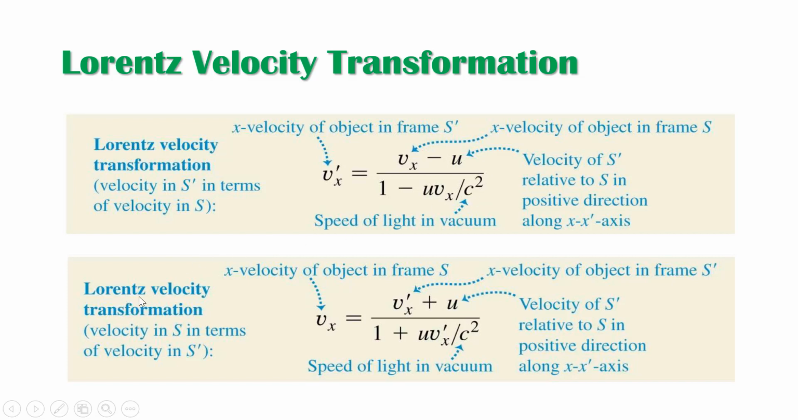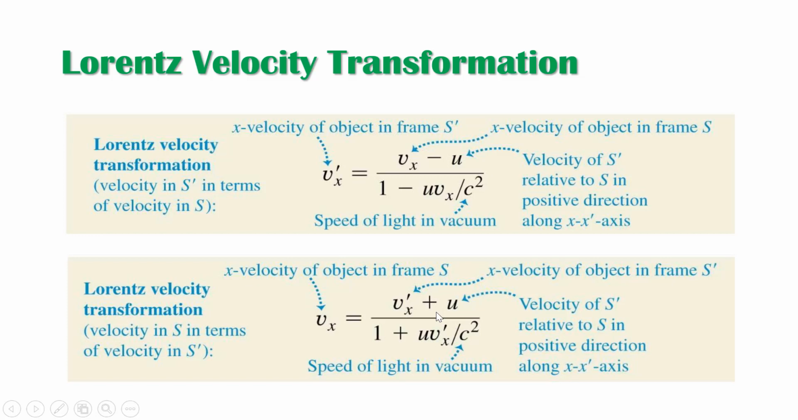And for the Lorentz velocity transformation in S in terms of the velocity in S prime, we have this one. We just have to change the primed to the unprimed. So we have v sub x is equal to v sub x prime, and then we have to change the sign of u. So we have plus u over 1 plus u v sub x prime over c squared.